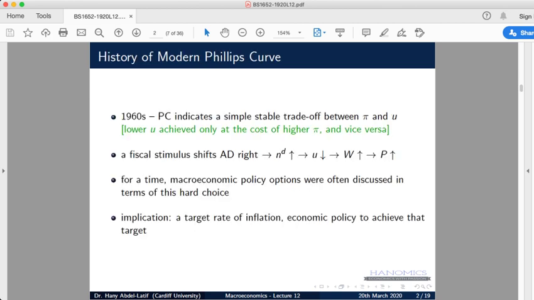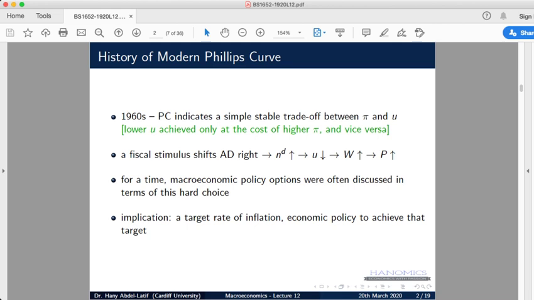And the logic was very simple. If the aggregate demand shifts right, businesses respond by increasing employment, and that will drop unemployment. Many firms competing for workers will put upward pressure on wages, and because wages are a cost for firms, they will push their prices upward as well.